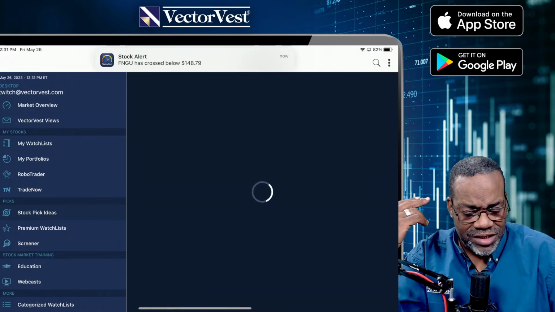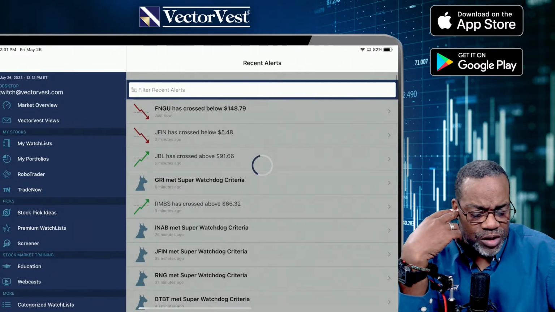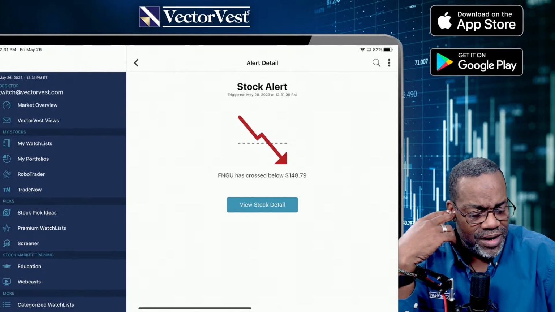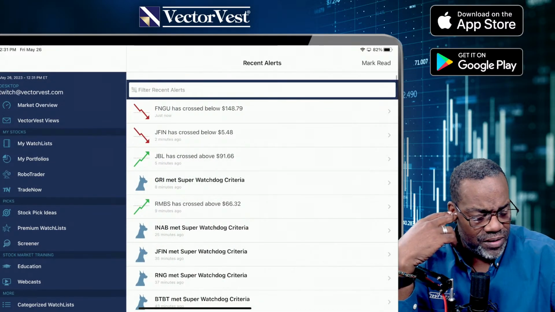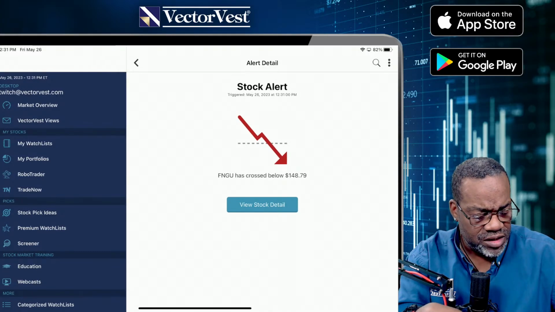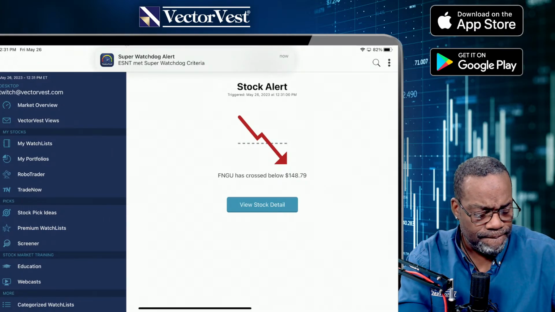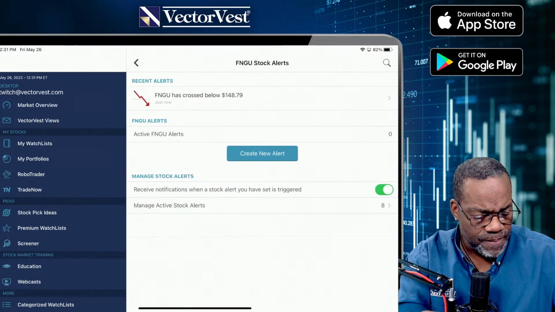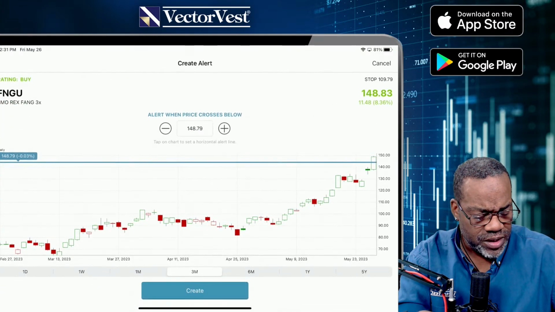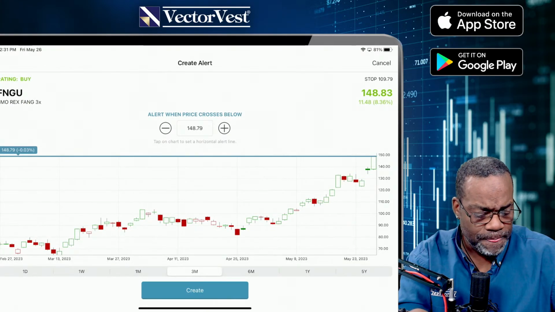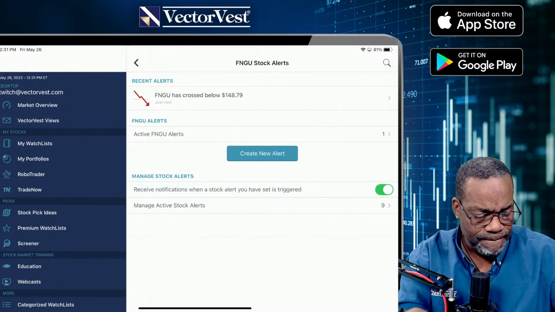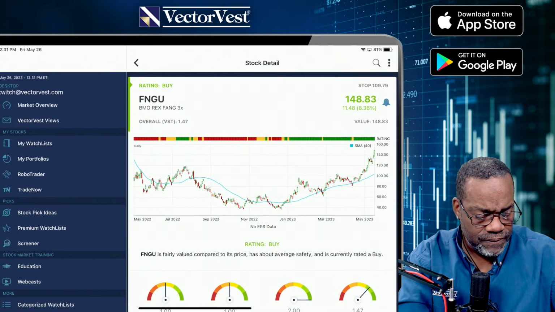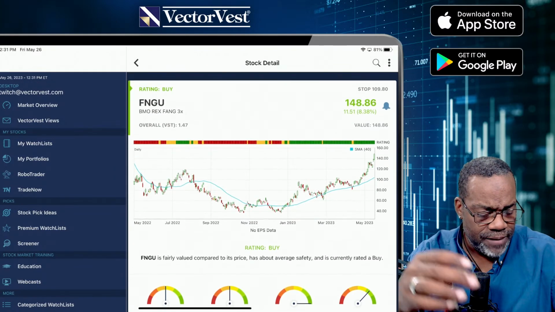See, no. I just saw that. Why did the cross below go? That's not what I wanted. I saw it just as it happened. I want to see if I can view the stock detail. That was interesting. That wasn't the alert that I wanted. I'm going to create another alert. Hopefully, Sushma, you're looking at this because I don't know what just happened. Create at 148.79. Create. Let's go back. All right, that alert is set.